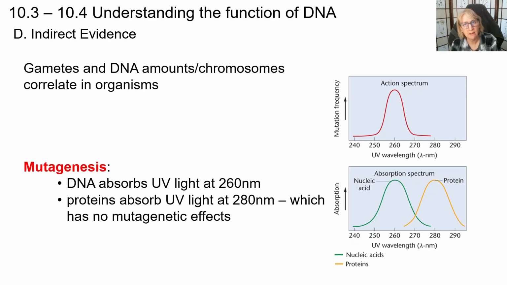I have a little bit of indirect evidence as well that I think you didn't cover in Bio 1, so I want to cover this. We have this direct evidence through research, but we also can look at the effect of DNA and how it interacts in the real world and guess that it's important in coding. Gametes and DNA have the same amount of chromosomes and they correlate from organism to organism. So you and your parents and your grandparents and your descendants have the same amount of DNA mass-wise in your gametes every generation. That suggests that amount is important.